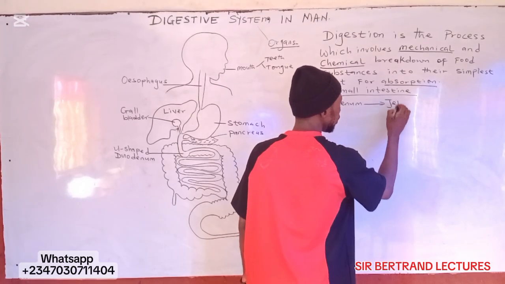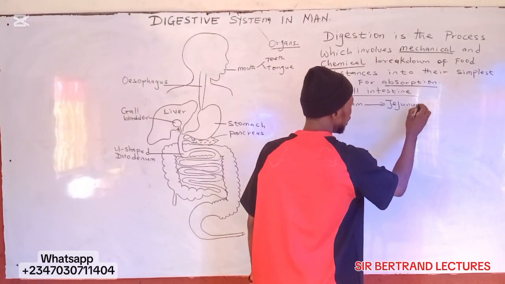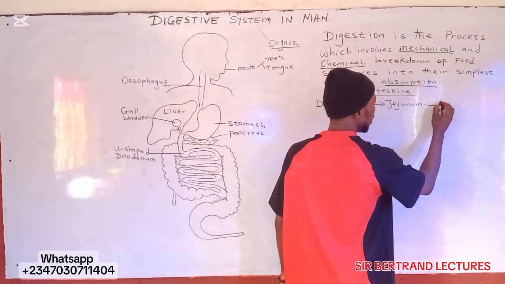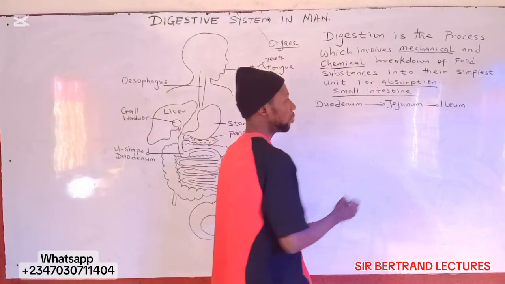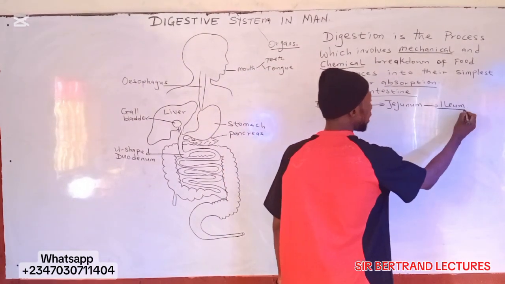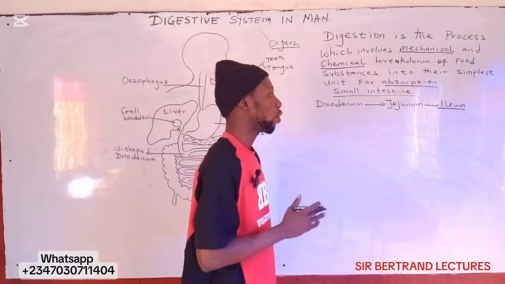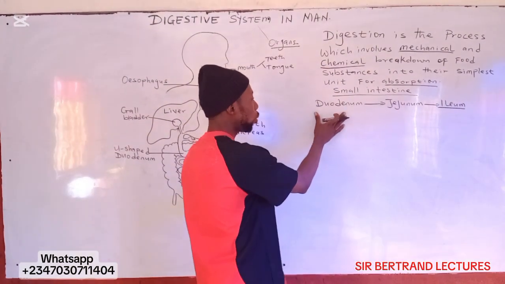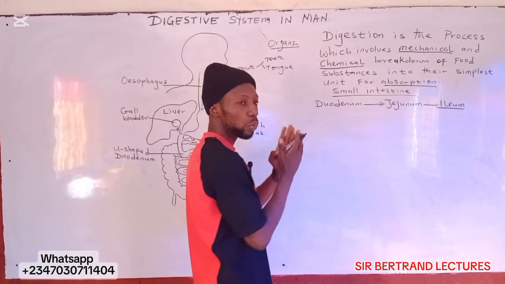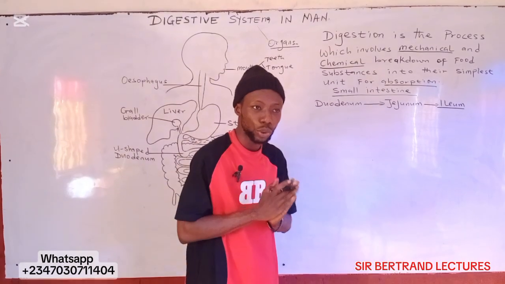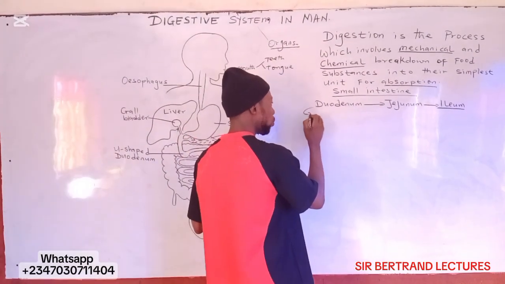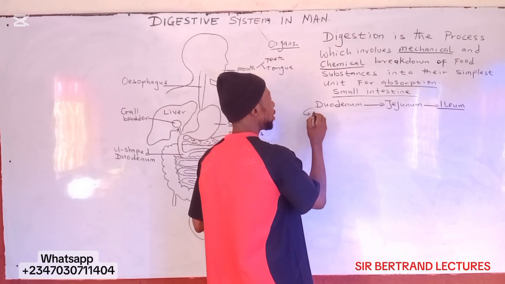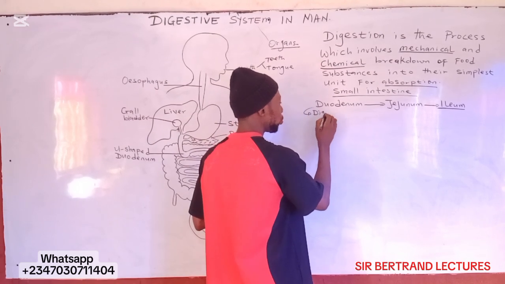followed by the jejunum. The next is the ileum. The ileum is the longest part of the small intestine. The duodenum is the part where most food digestion ends. This part is responsible for effective digestion of food.